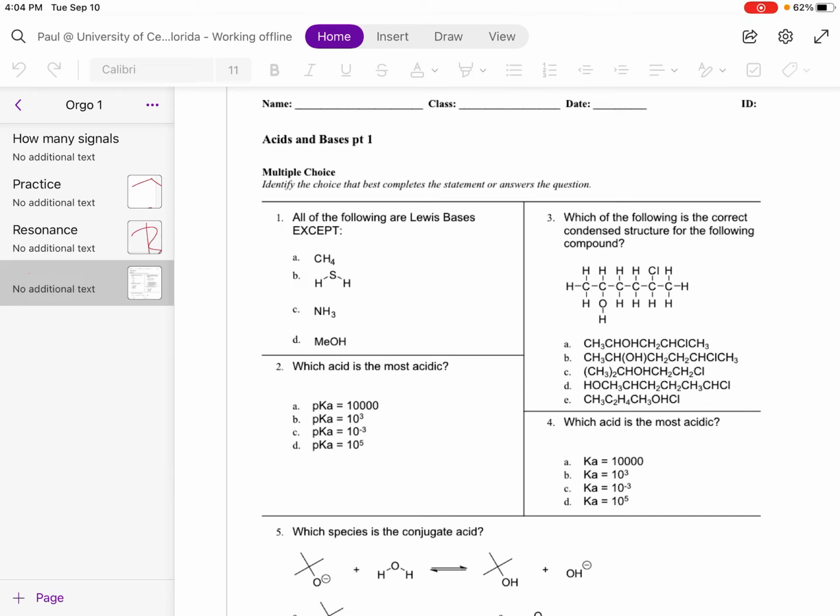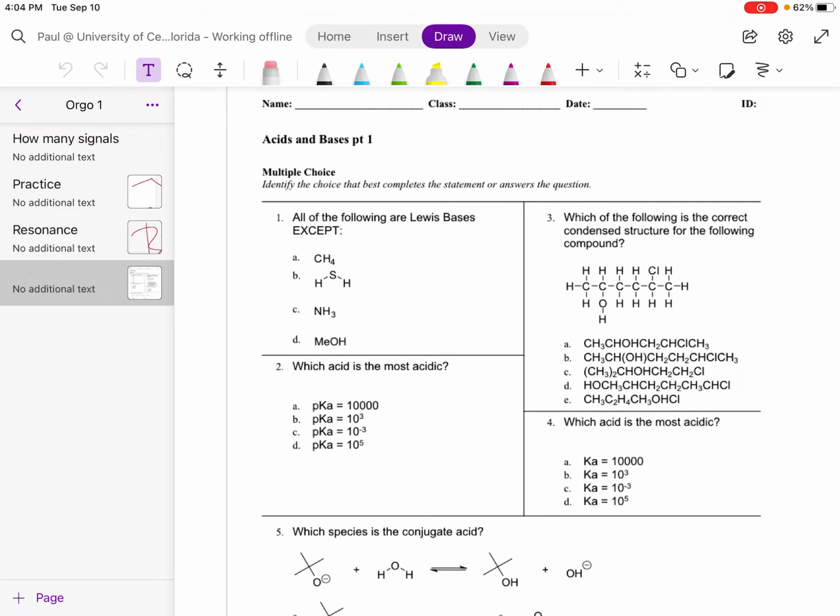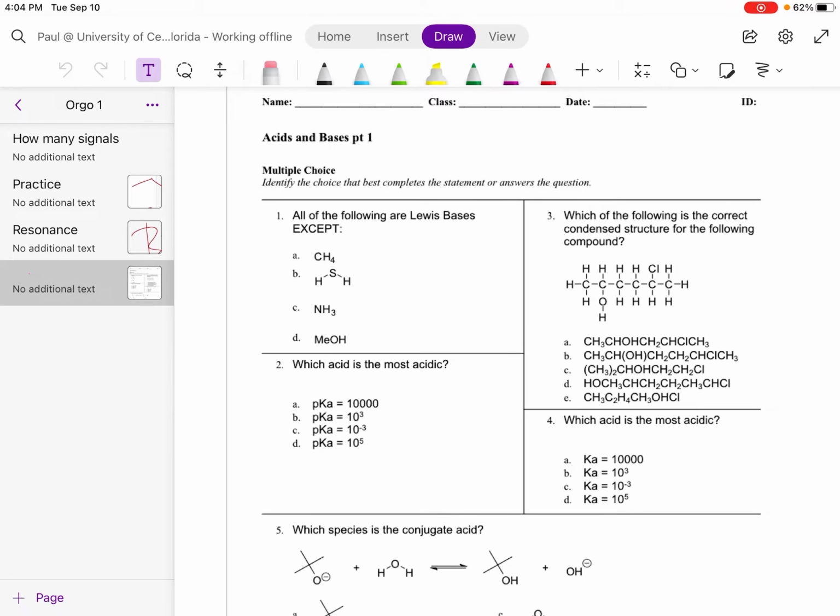Okay, so question 1. First off, what is a Lewis base? Well, we know that Lewis bases donate electron density. So if they donate electron density, then we need to have some electrons that can do that. Two types of groups that you want to look at are groups that have lone pairs or pi bonds.